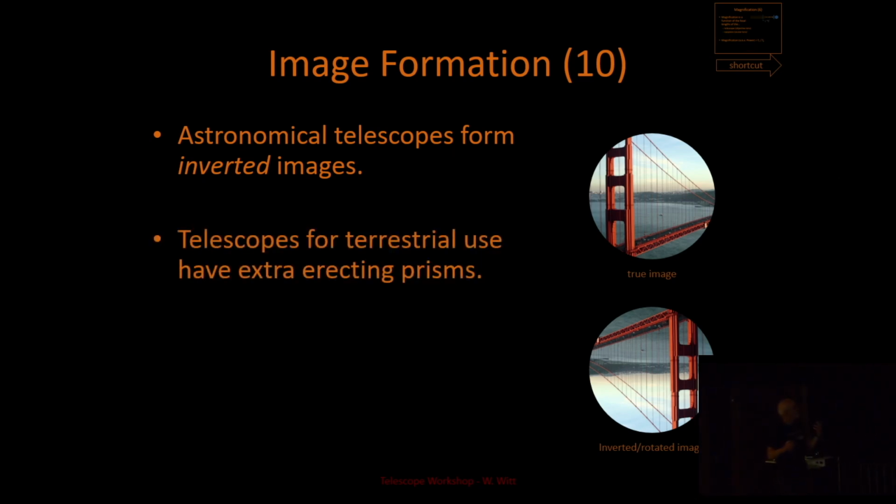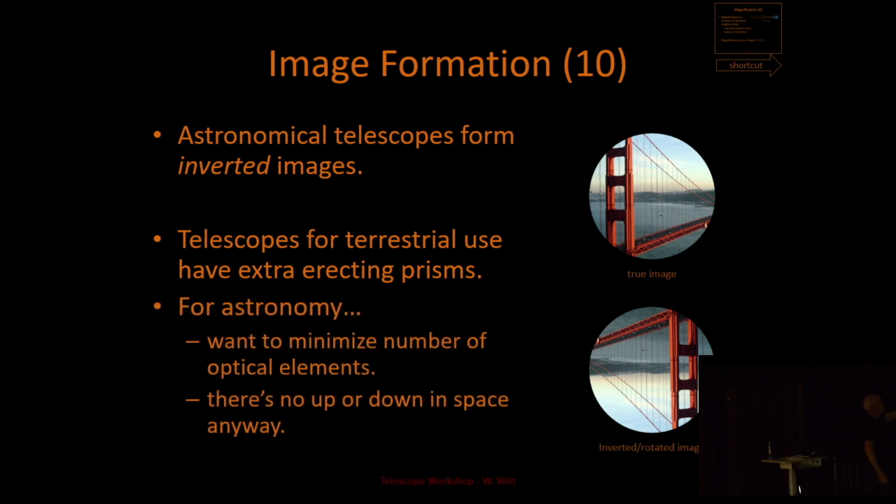Now telescopes for terrestrial use have extra elements to flip things back so it's correct. Like if you do birding, some people like to do bird watching, for example. If you look at things on the ground, you want them to be right side up the way you expect. But for astronomy, we want to minimize the number of optical elements, because every time we add another thing into the light path, we lose a little bit of light, or light gets scattered, and the scope then does not perform as well. So we say, fine, we don't care about the upside down.